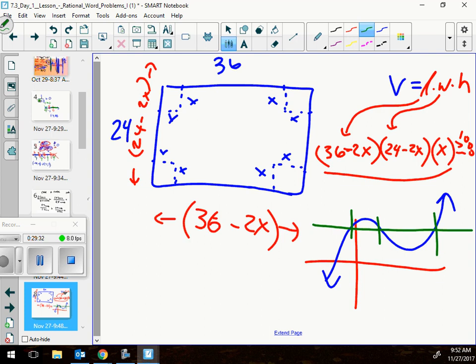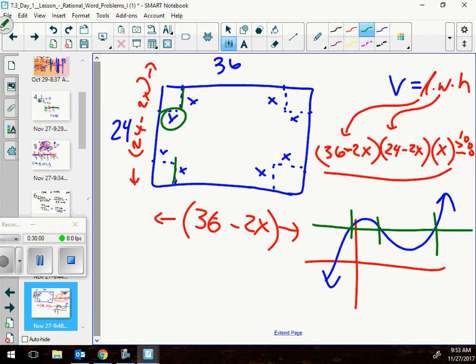And that brings up this last point, which is the domain. Do you get I can't just cut any number I want out of the side? Because the smaller side here is 24. Do you get that my x can't be bigger than 12? Because if I'm going to cut x out of this side and this side, that's a total of 24, right? And I don't have a box anymore. Do you get that my x has to be between 0? If I cut out 0, I won't have a box. And 12, which is the biggest I can cut out.